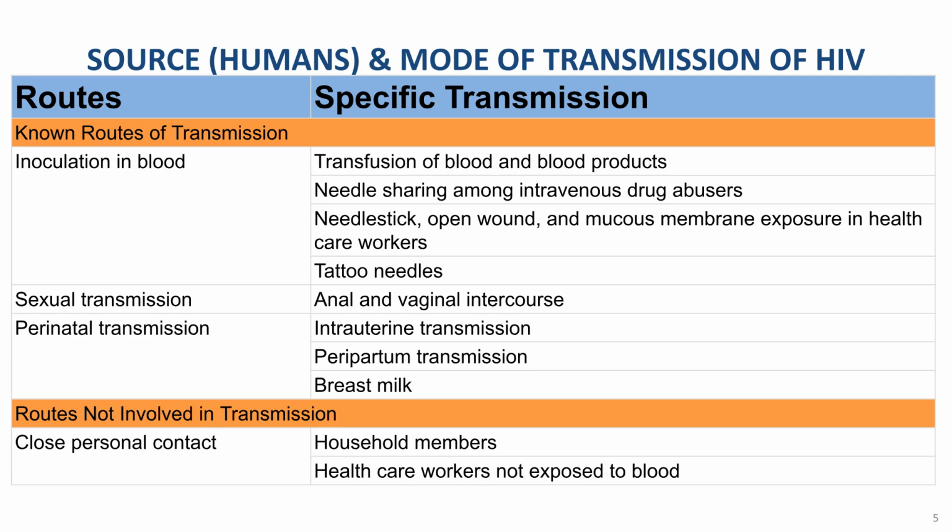Let's start with the known routes of transmission. The first major category is inoculation through blood. This includes transfusion of contaminated blood and blood products, though this is now extremely rare in countries with proper screening programs. Needle sharing among intravenous drug users remains a significant transmission route. Healthcare workers face risk through needle stick injuries, exposure through open wounds, or mucous membrane contact with infected blood. Even tattoo needles can transmit HIV if not properly sterilized.